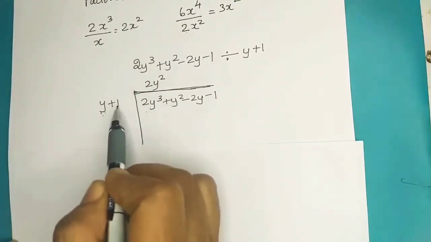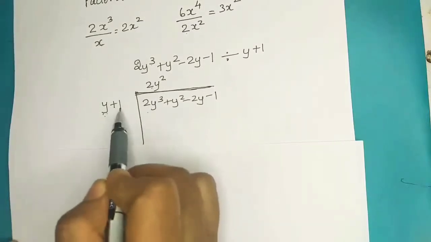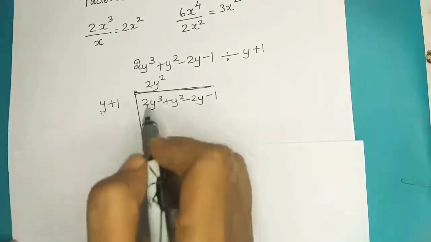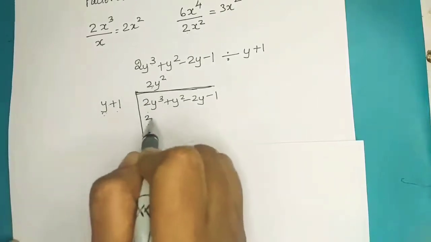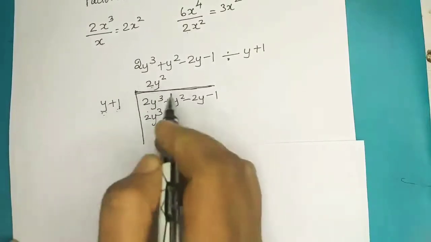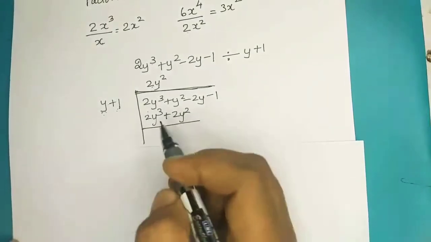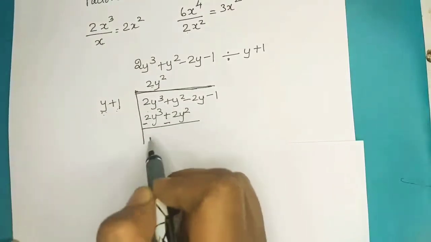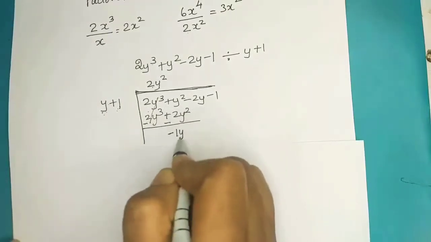Next, you have to multiply this 1 also with the same quotient. That is, the second term of the divisor also has to be multiplied by this 2y square. So let's write the answers here. Y into 2y square is 2y cube, isn't it? And what is 1 into 2y square? Positive 1 into 2y square is positive 2y square. Next, we have to change the sign of this, that is we are going to subtract, and these two get cancelled, and what you get here is negative 1y square.